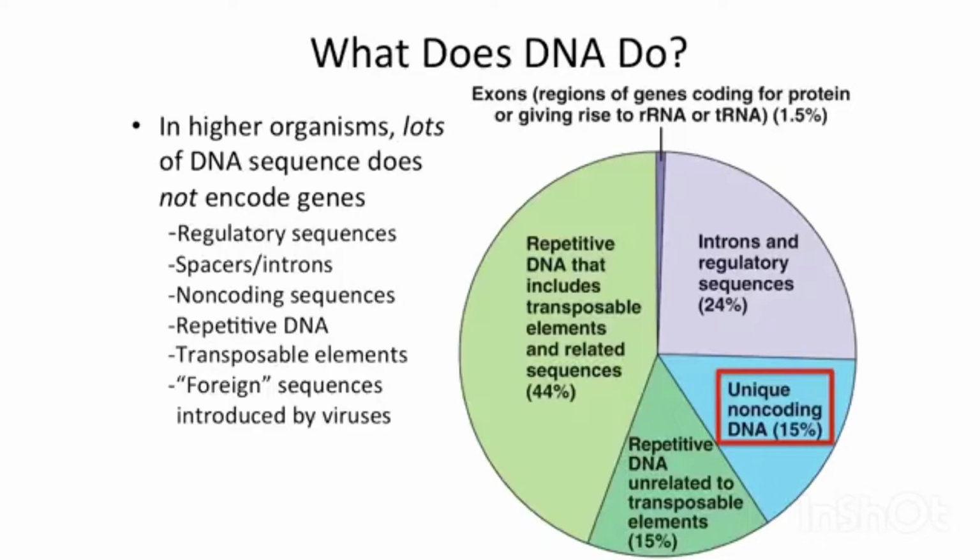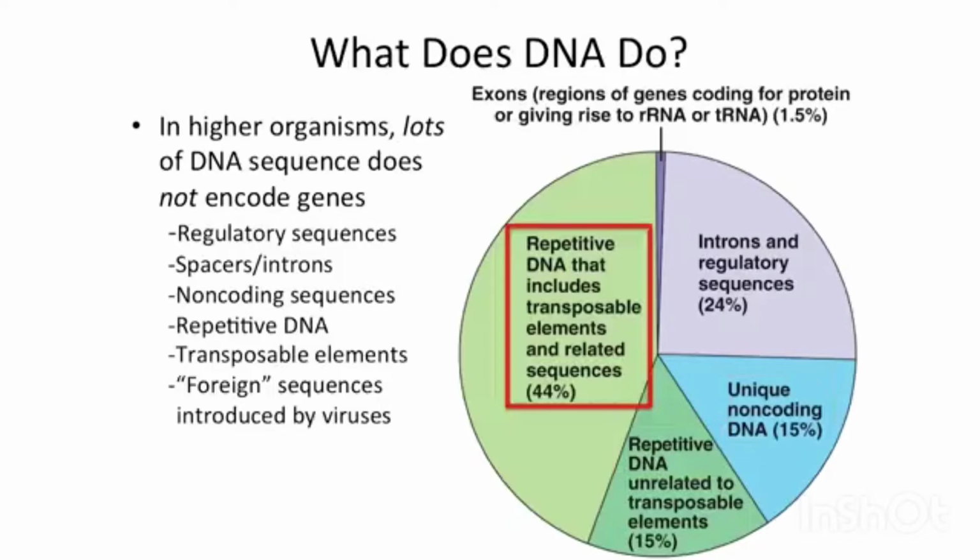There is repetitive DNA, about 15%, but almost half of our DNA is repetitive DNA that includes transposable elements and related sequences. These transposable elements are DNA segments that can move, and we don't know a whole lot about this DNA and what function it performs. But what we are learning is that probably much of this is important in some way. Lots of different things that are part of our DNA.